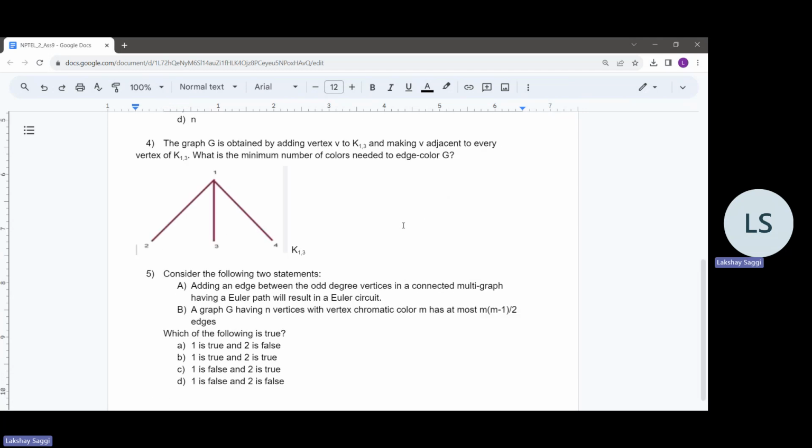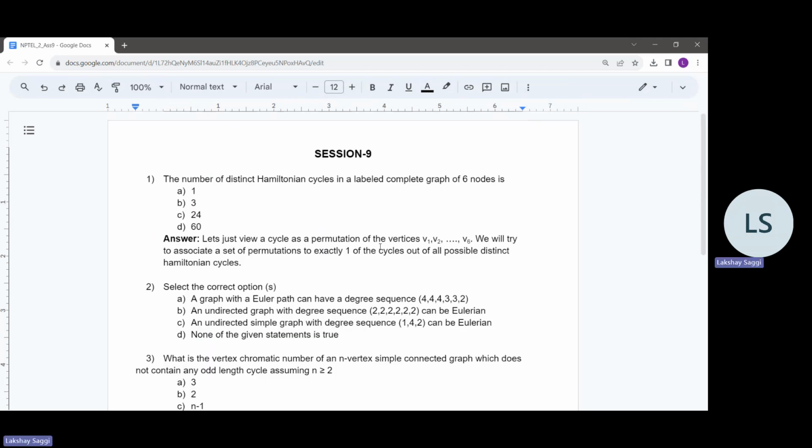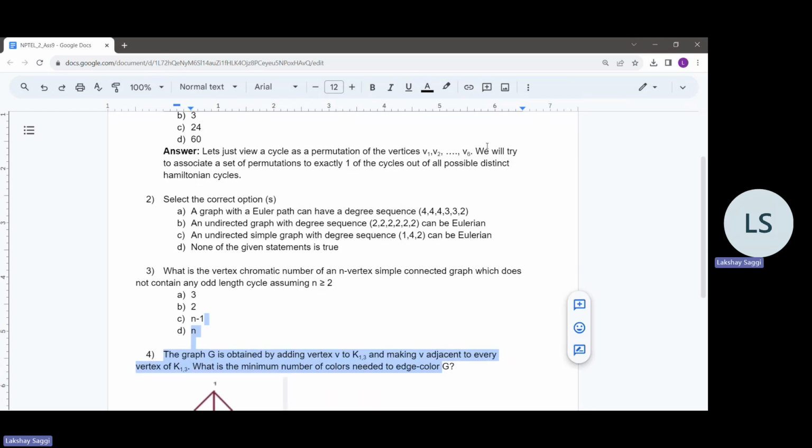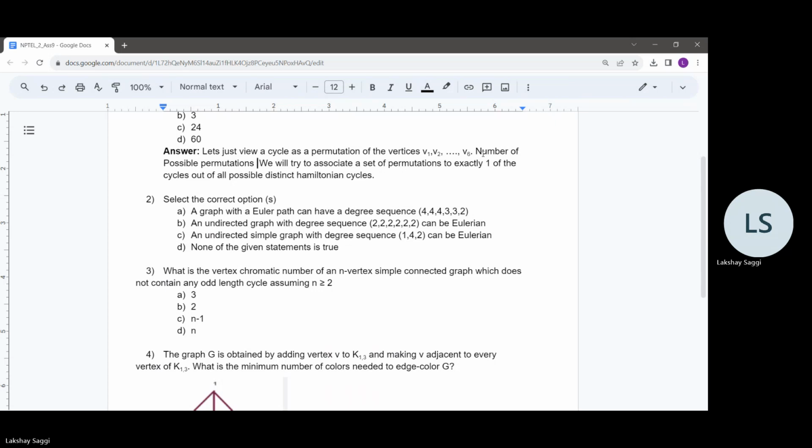First of all, we know that we are seeing the number of permutations of these vertices, from V1 to V6. These are six vertices, so from previous lectures, we know that the number of possible permutations is 6 factorial for 6 vertices.